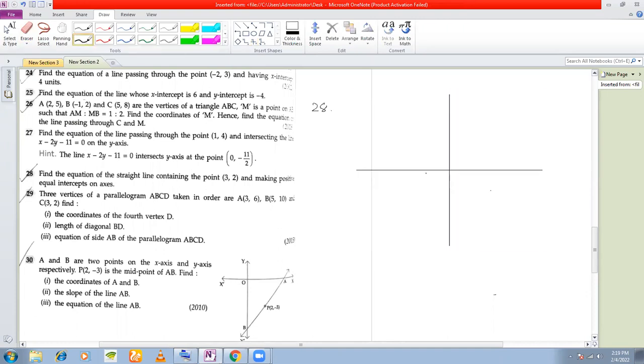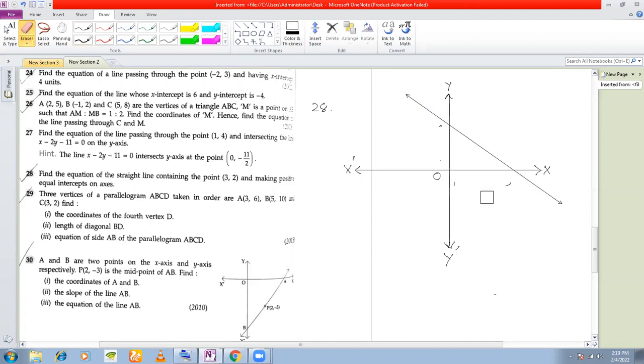If these are your x and y axis, if a straight line makes positive equal intercepts, that means x-intercept and y-intercept both are positive. That means this line must look like this, right? Because this part will be positive, x-intercept in the positive direction, and this part is also positive in the positive direction, right? So necessarily this line must look like this, right?